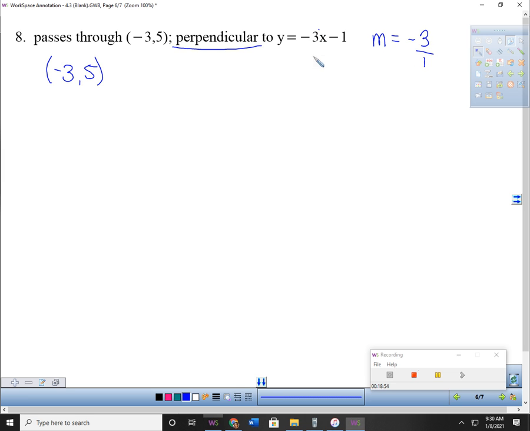Remember, if it's already a fraction, then you just flip the numbers, right? If it's 3/4, it would be 4/3. So it's negative, which means the slope of my line is going to be positive, and then I'm going to flip and do 1/3.